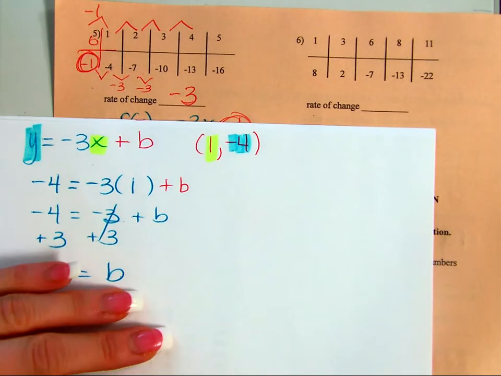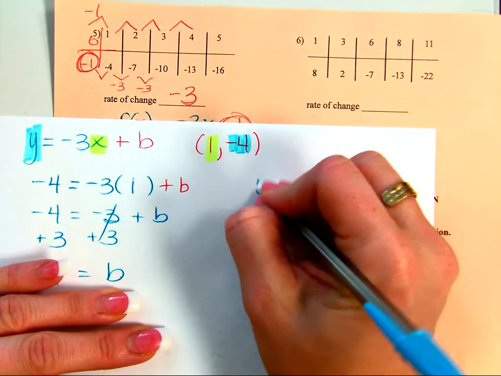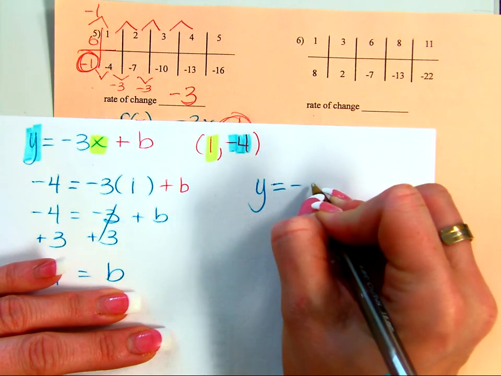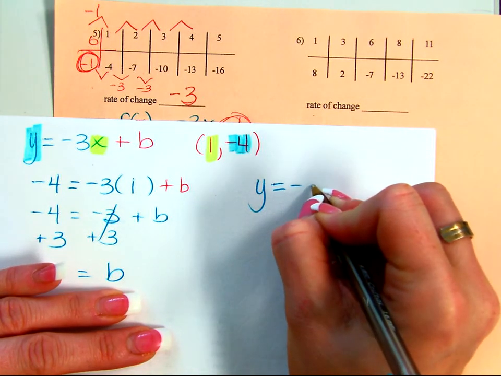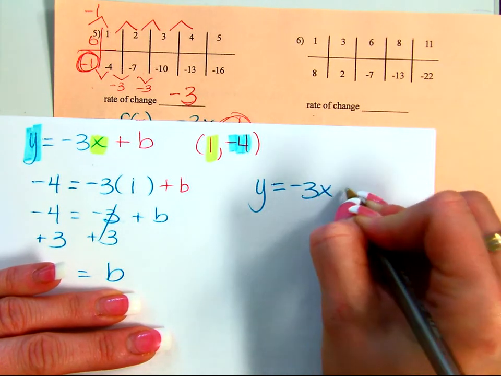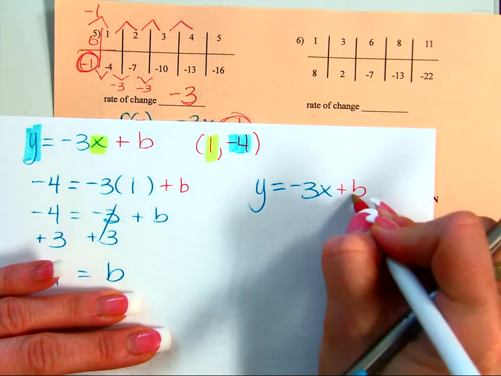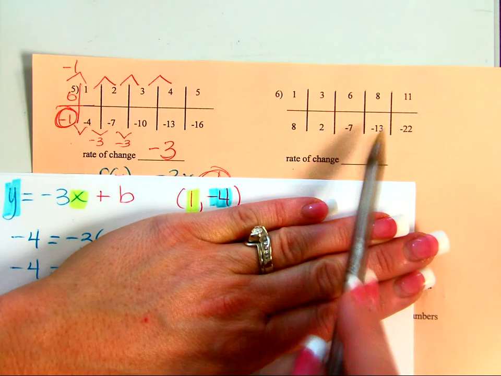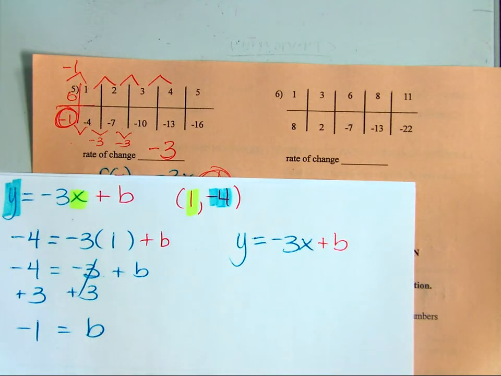Ready? So what do I know so far? I know that Y is equal to negative, is this 3x again? Yeah. Plus B. I mean, can you just go ahead and try to find it real quick, just by looking at it, two different ways? Not this way, just look at it. Think you can figure that out?